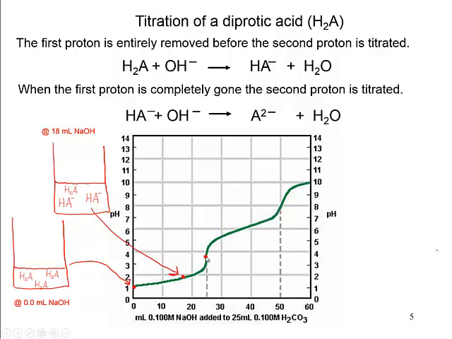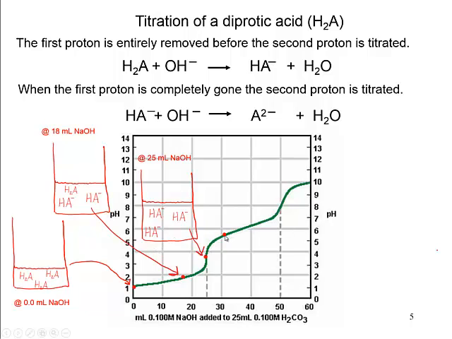It is not until the first equivalence point, and we'll draw that picture, where we have completely neutralized all of the original H2A. At the 25 milliliter mark where the first inflection point occurs, we have neutralized all the H2A, and the compound exclusively present is HA minus. We haven't begun to neutralize any of the HA minus, and that is all done in the second titration reaction.